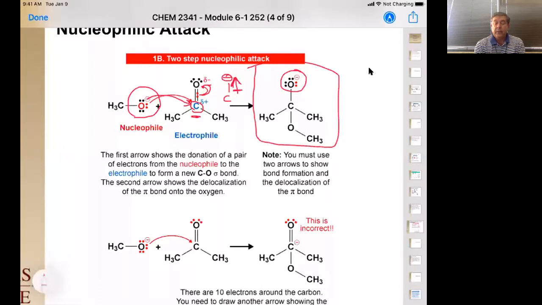Again, we cannot have 10 electrons around carbon, no 5 bonds to carbon. So the way we accomplish that is we take that pi bond, break it, and leave those electrons on the most electronegative atom. The one that wants the electrons is where that negative charge is going to lie.